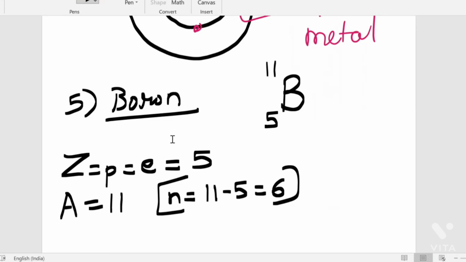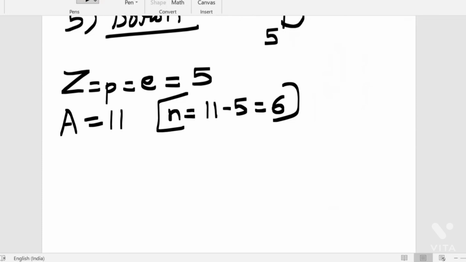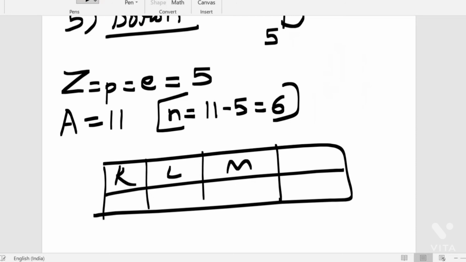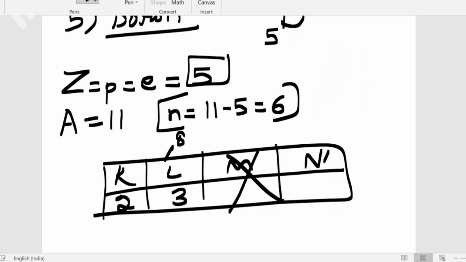How to write the electronic configuration I will show you. Here to write the electronic configuration, I am drawing the 4 columns here: K, L, M and N. And here the atomic number is 5 means I have to occupy 2 here, 3 here. The maximum number that can be occupied in L shell is 8. Okay. So 2, 3 is easily occupied here, and no M shell, no N shell.